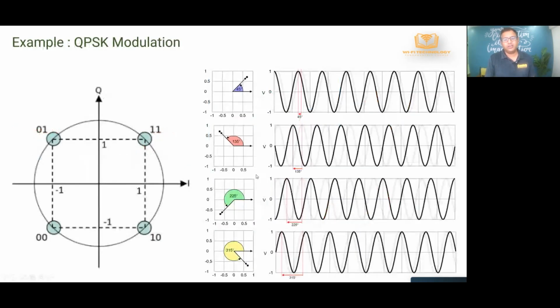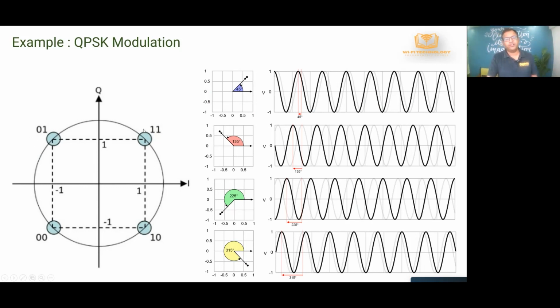Now you can go a little bit more complex. A little bit higher order is QPSK. So QPSK is not sending 1 bit per symbol, it's actually sending 2 bits, right? So 2 bits would represent 4 combinations. The 4 combinations to send 2 bits are 00, 01, 10, and 11.